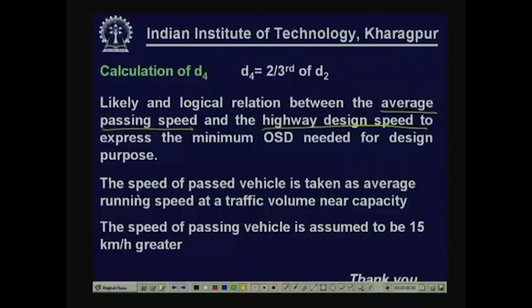Now, the speed of the passed vehicle, or overtaken vehicle, is taken as the average running speed at a traffic volume near capacity. So, the traffic stream speed will be reduced once the volume is more. When the road is operating at its capacity level, that means volume is near capacity, then what should be the stream speed? The actual passed vehicle speed is assumed the same as the traffic stream speed when the volume is at or near capacity. That gives a basis for obtaining the speed of the overtaken or passed vehicle.